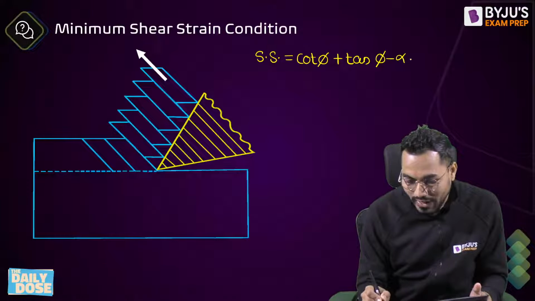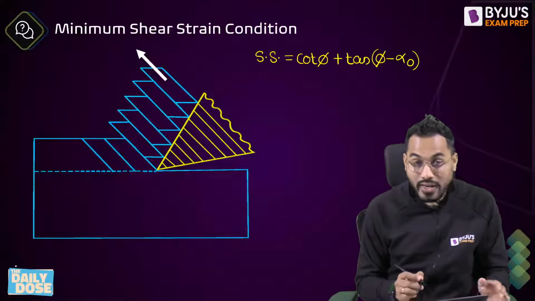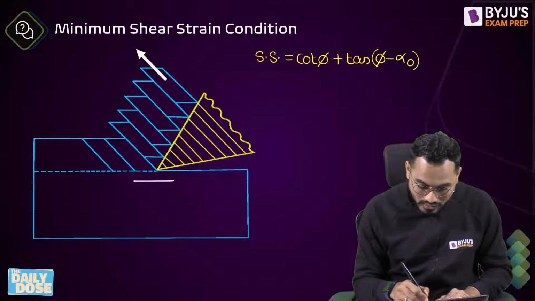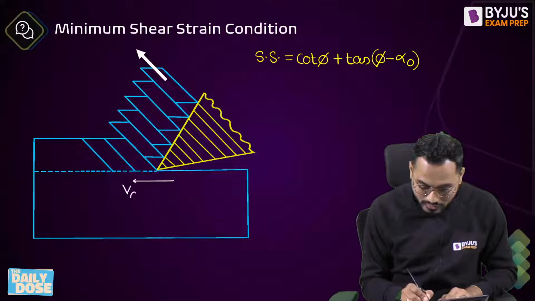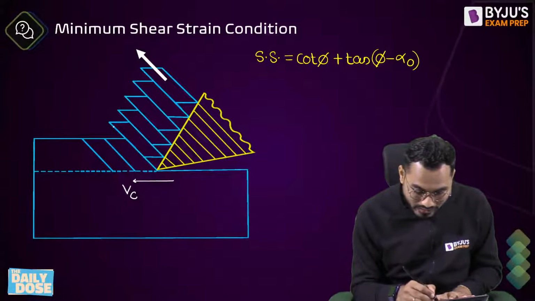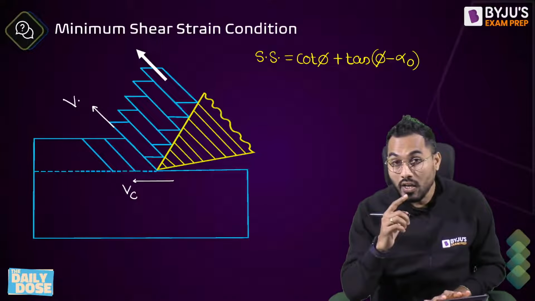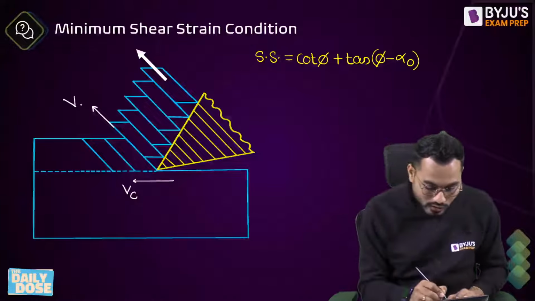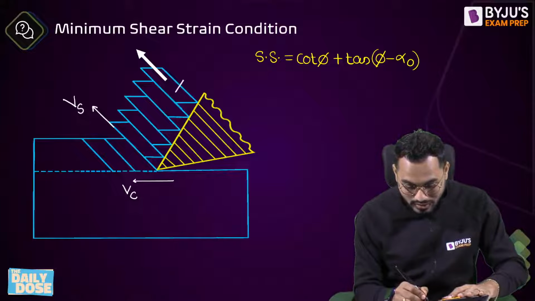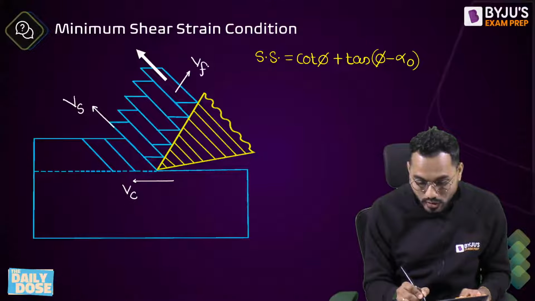Because we know that whenever we are talking about any metal cutting operation, there are three velocities in the picture. This is called cutting velocity Vc, that is the velocity of the tool with respect to the workpiece. Then along the shear plane, shearing takes place. The velocity by which the layer of material or chip slides is called shear velocity Vs. And once the chip is formed, it will start sliding over the rake surface with a velocity called chip flow velocity Vf.